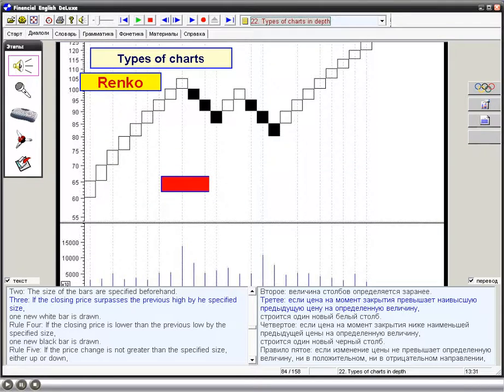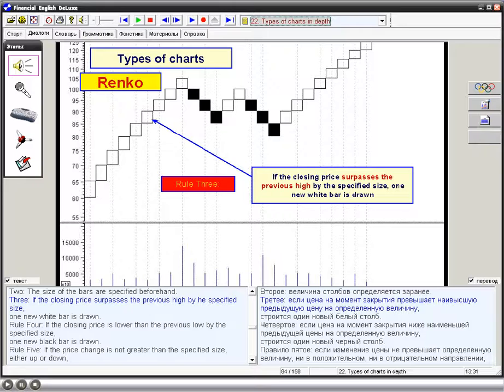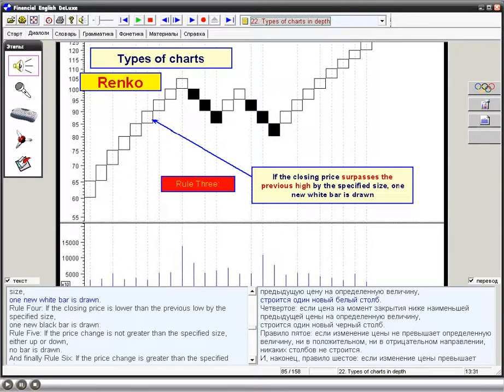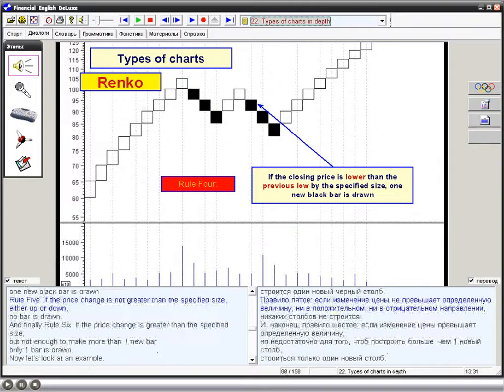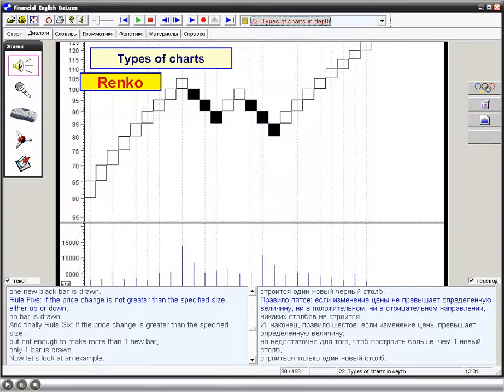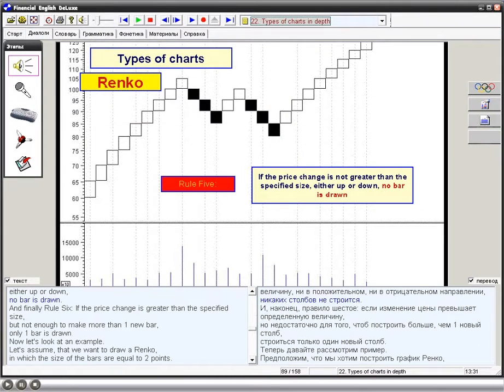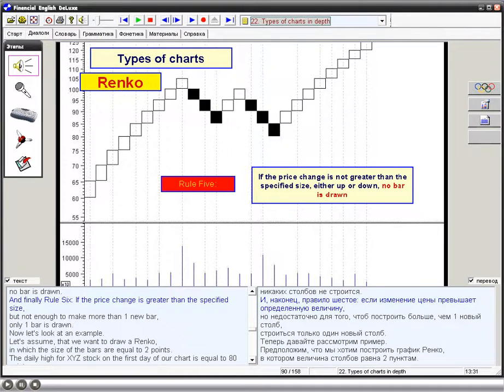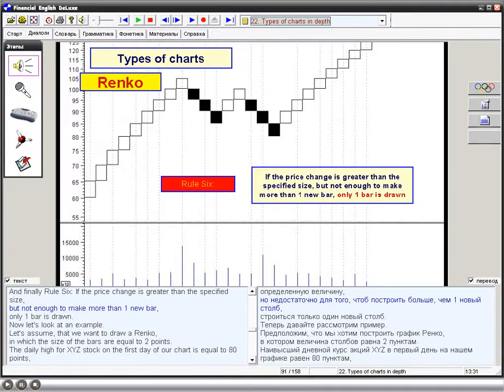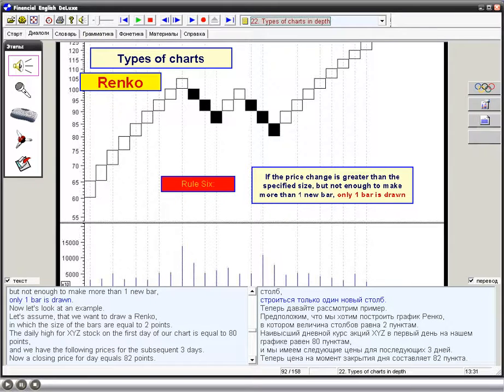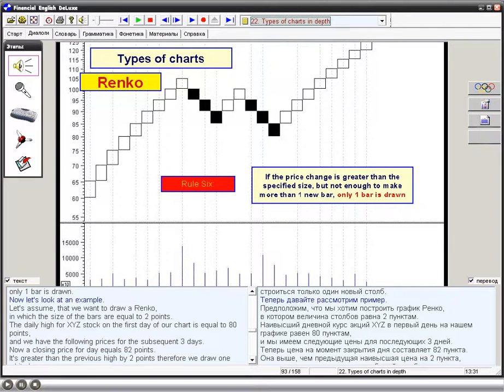3. If the closing price surpasses the previous high by the specified size, one new white bar is drawn. Rule 4. If the closing price is lower than the previous low by the specified size, one new black bar is drawn. If the price change is not greater than the specified size, either up or down, no bar is drawn. And finally, if the price change is greater than the specified size, but not enough to make more than one new bar, only one bar is drawn.